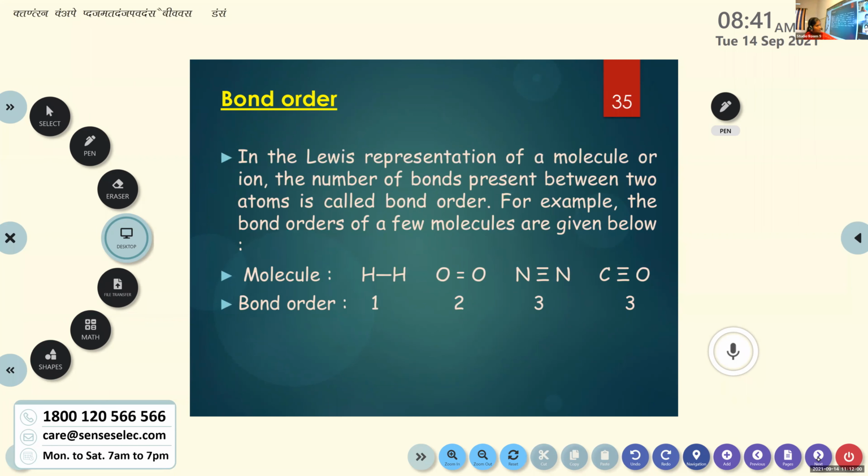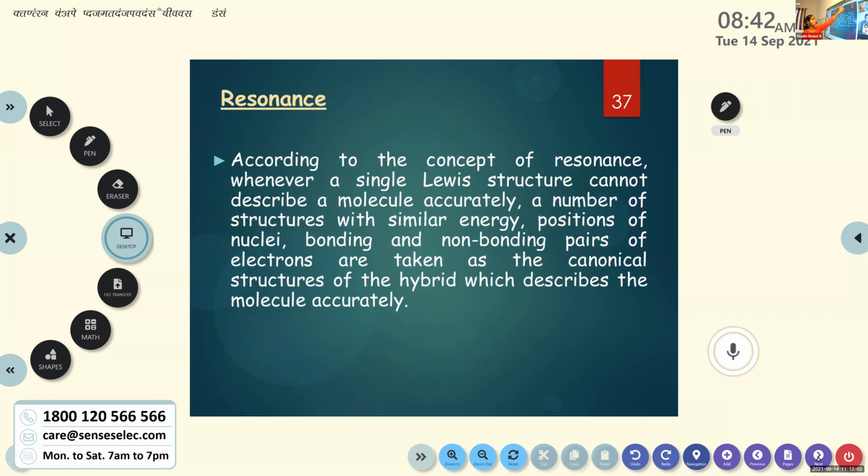Okay. So we have learned how to draw the Lewis structures, right? In the case of ozone, you would remember that there are two bonds between oxygen atoms. One bond is a single bond and the second bond is a double bond, isn't it? So within this single Lewis structure, we cannot describe the molecule accurately. So in the case of ozone, there are two possibilities.